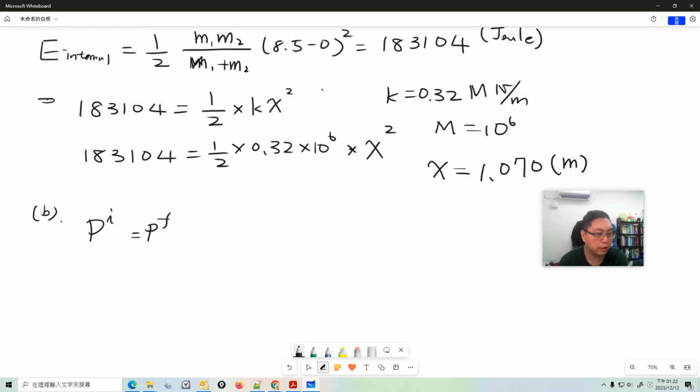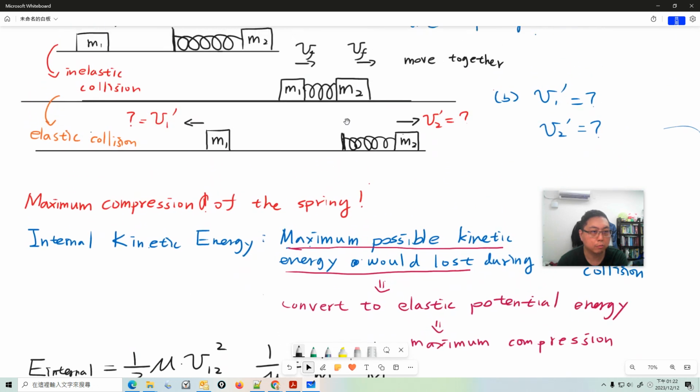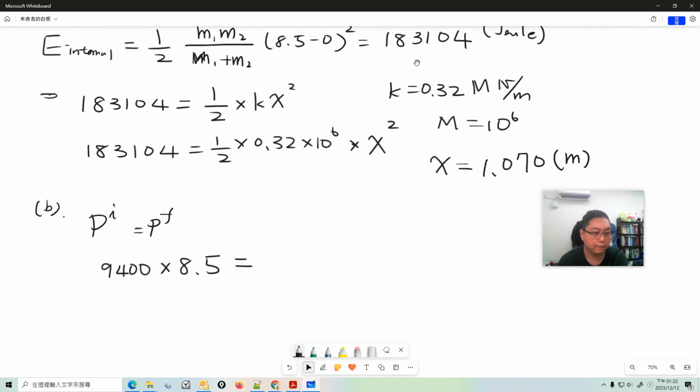Initially the mass is moving, 9400 times 8.5. And then in the final state they move together, this system moves together. So it's M1 plus M2 times VF. VF is easy to calculate. I think it's 3.2 something.